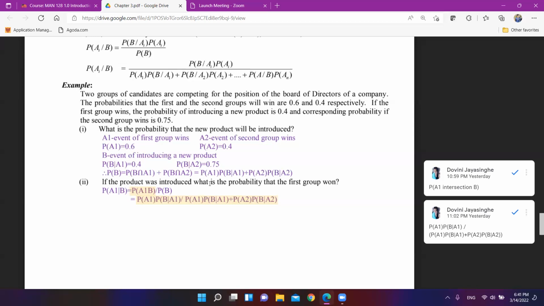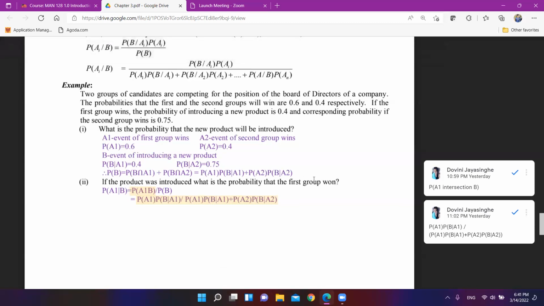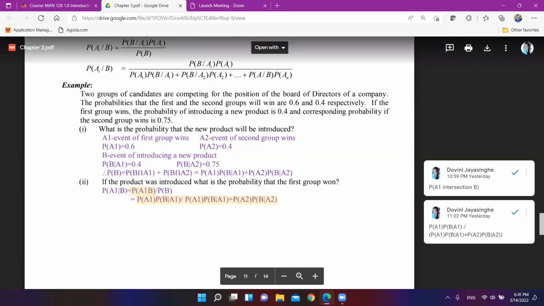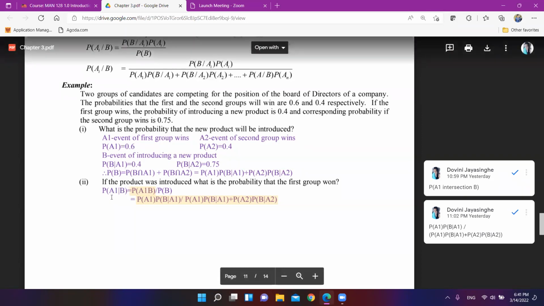ඒ කියන්නේ product එක launch වෙලා තියෙනවා නම් ඒ product එක launch වෙලා තියෙන කාගේ අතින්ද? First group එකෙන් launch වීමේ probability එක කීයද? Second group නම් ඒ problem මෙතන අහන්නේ product එක launch වෙලා නම් first group දිනලා තියෙන probability එක. දිනලා තියෙන group එක first group වීමේ probability එක. Right, මෙතන පොඩි typo එකක් තියෙනවා. So what they ask is A1 given B. A1 කියලා කියන්නේ first group දිනලා තිබීමේ probability එක තමයි අපෙන් අහන්නේ.